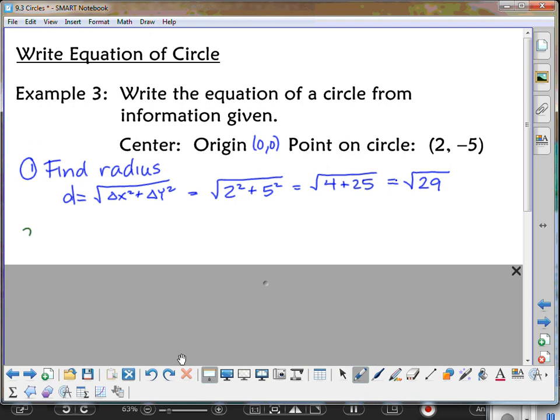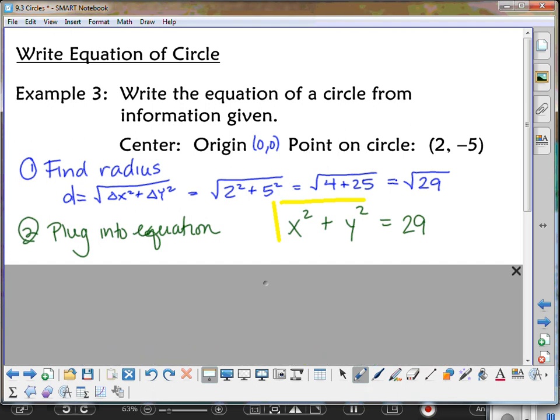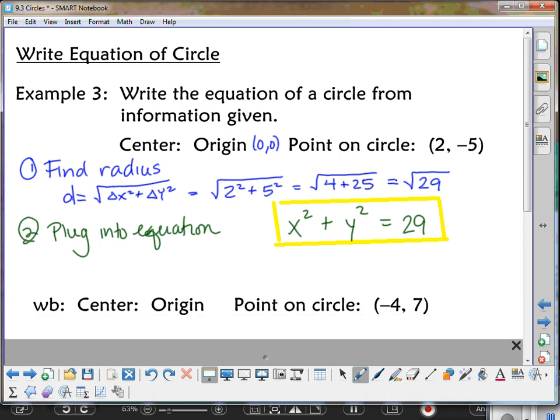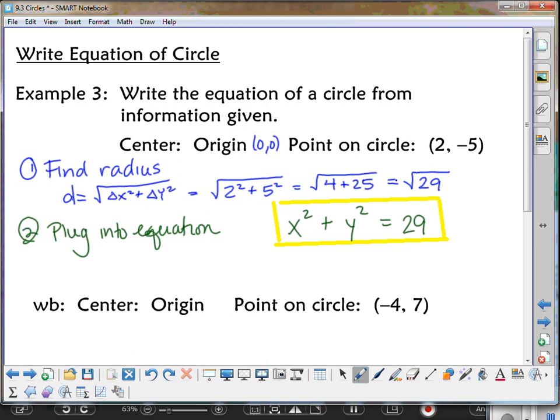And then you just plug it into the standard form equation. So x minus 0 is just going to be x. So we have x squared plus y squared. And if I take the square root of something and I square it, I get the original back, right? So I just have 29. So the equation for that circle would be x squared plus y squared equals 29. So here's one for you guys to do on your whiteboards.